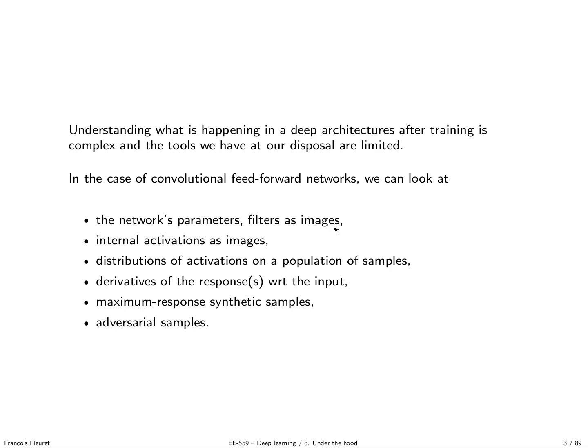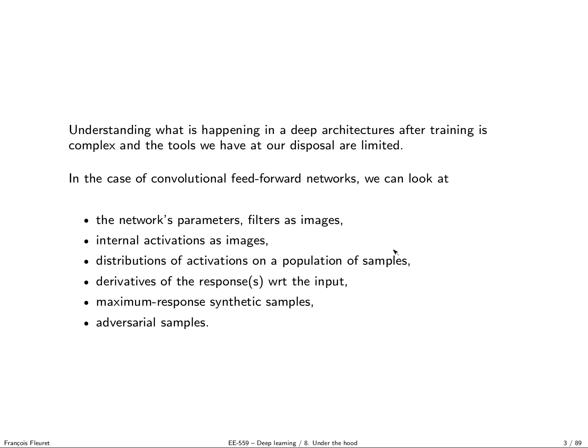The first thing we are going to see is how we can look at network parameters as images. In the case of ConvNets, the filters can be seen and visualized to some extent as vignettes, as small images. We can also look at how the activations in the network represent the input. Since they keep this image structure, we can visualize them as images.